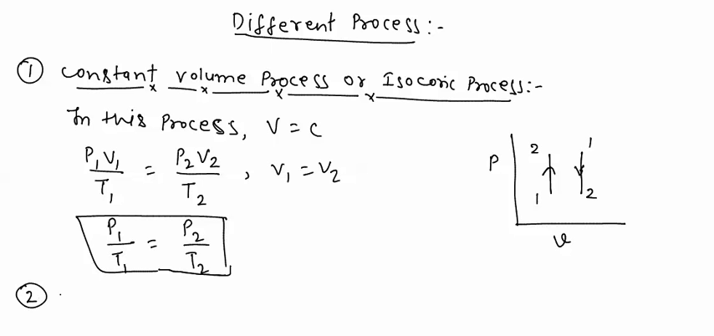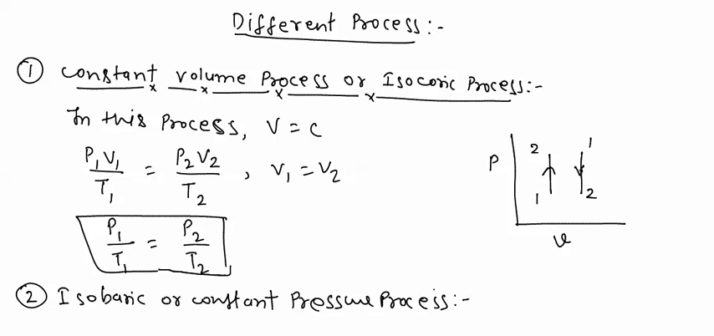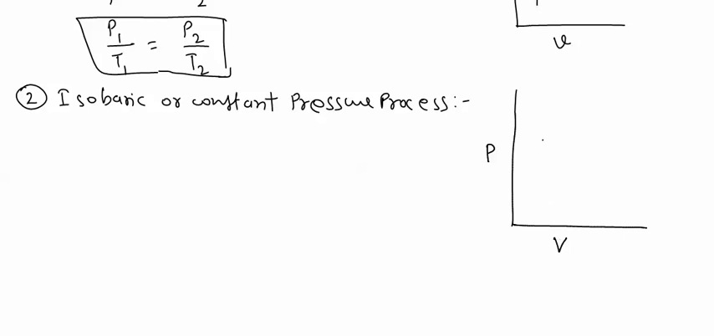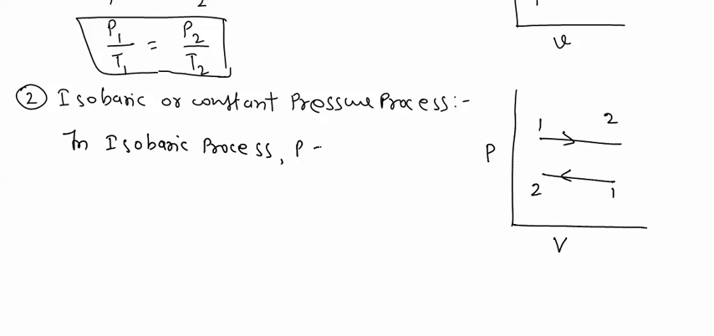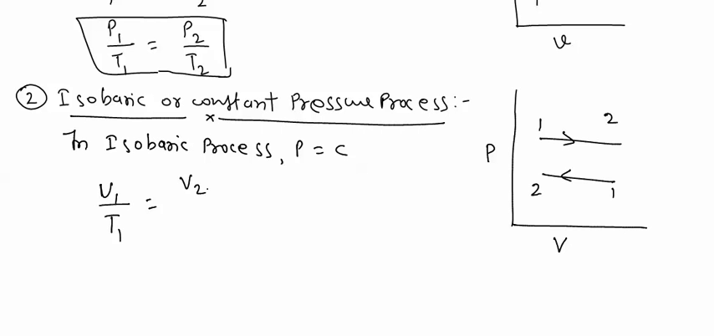And the second is the isobaric, or constant pressure process. In a constant pressure process, throughout the process, pressure is constant. There may be a change of volume. Again, in the isobaric process, P is equal to constant. So again, we see the ideal gas equation. In this case, V1 upon T1 is equal to V2 upon T2. That is the ideal gas equation for the isobaric process.